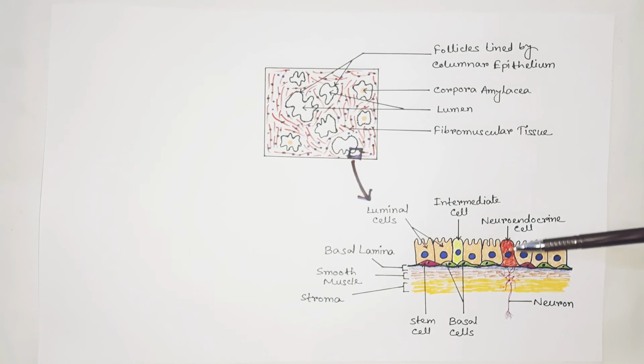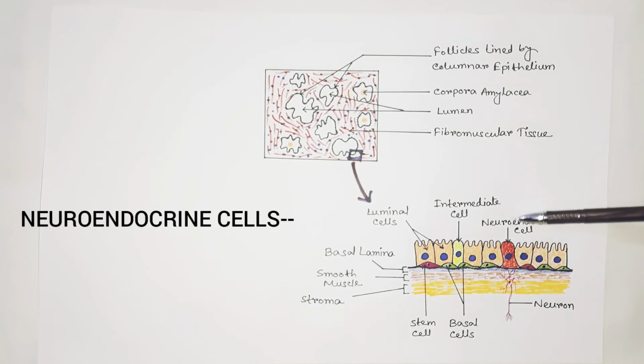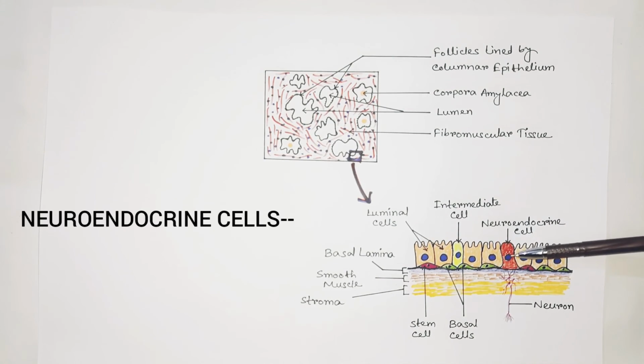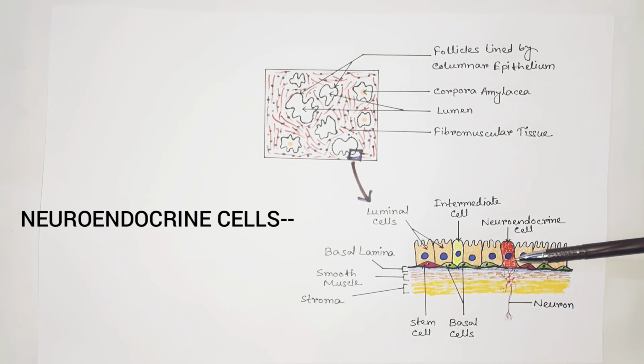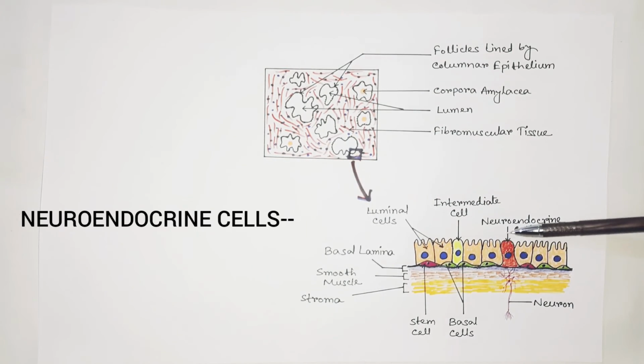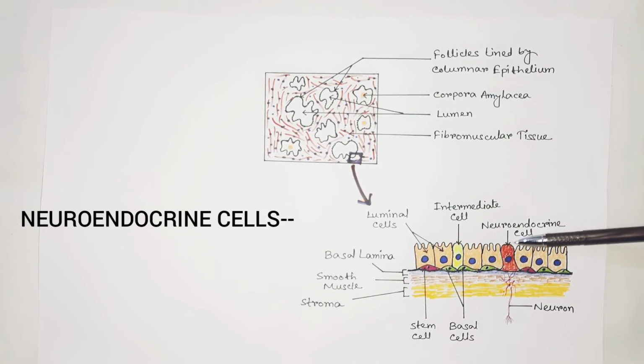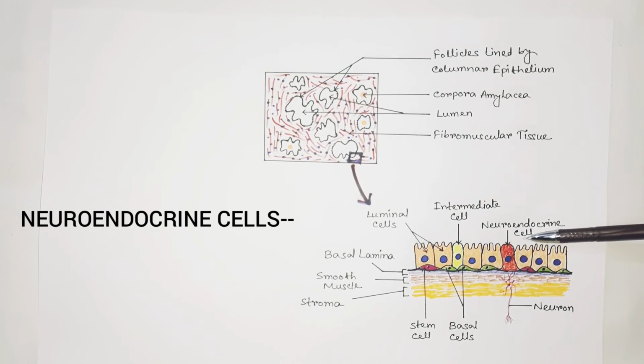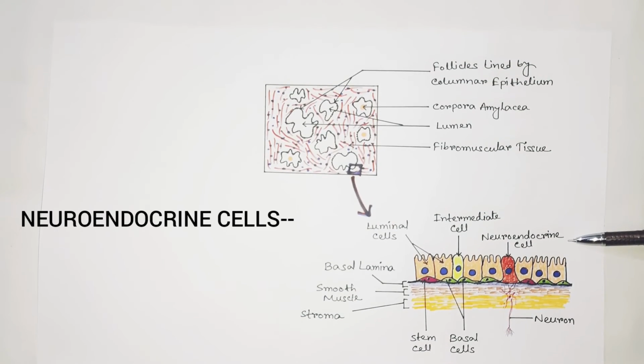This is neuroendocrine cell. They are highly specialized epithelial cells and are androgen independent cells. They are distributed all over the basal layer. They regulate growth, differentiation, and homeostatic regulation of the secretory processes.